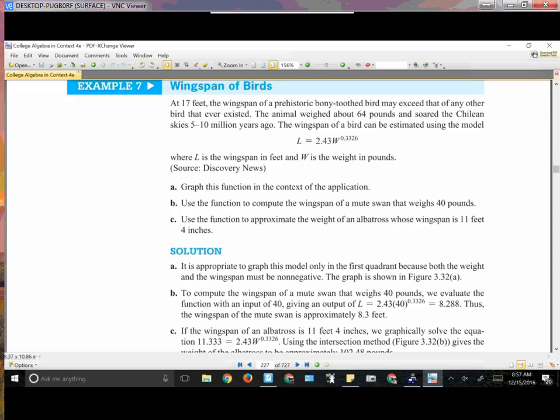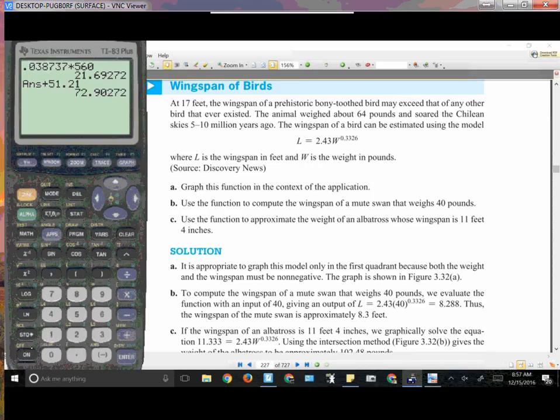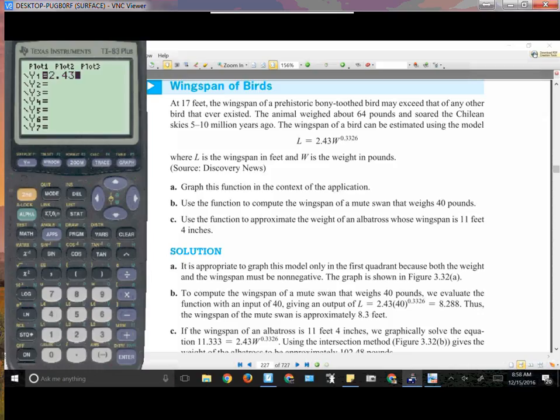So if I were to go and graph this thing out, that's easy enough. Calculator on. y is equal to, what do I want to put in? 2.43 x to the 0.3326. Now, window. Is it possible to have a negative weight bird? No. So obviously it's got to start off with 0. Now we want to take into account that the animal weighed about 64 pounds. So let's go up to 100 pounds. We could have a 100-pound bird.